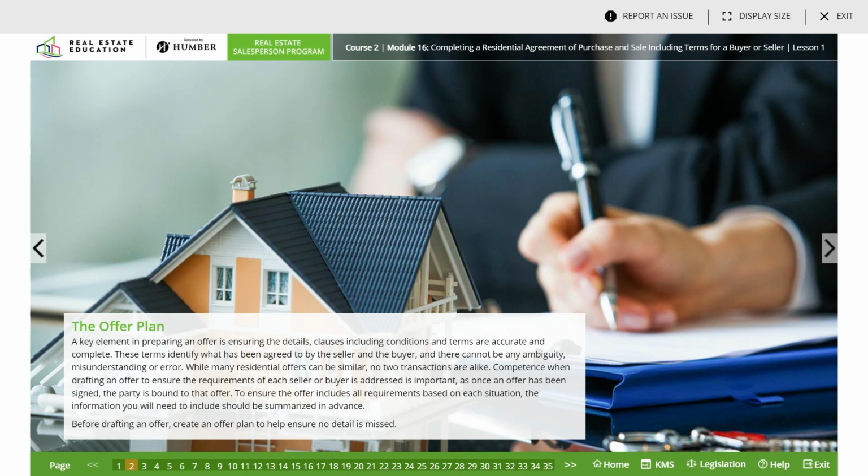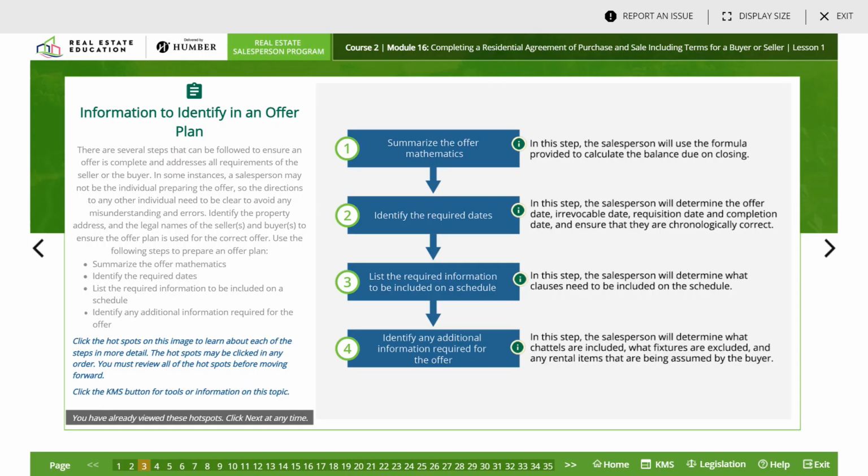The offer plan. The key element in preparing an offer is ensuring the details, clauses, conditions and terms are accurate and complete. The terms identify what has been agreed to by the seller and buyer, and there cannot be any ambiguity, misunderstanding, or error. While many residential offers can be similar, no two transactions are alike. Competence when drafting an offer to ensure the requirements of each seller or buyer are addressed is important, as once an offer has been signed, the party is bound to that offer. Okay, let's move on to the next page.